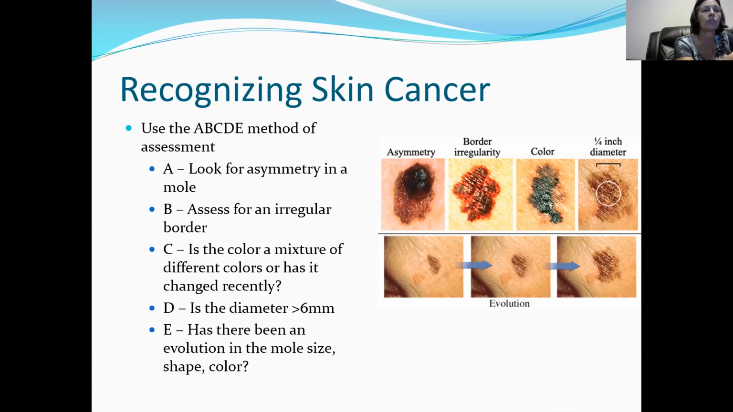And E is evolution. The size, shape, and color has changed over time. So symmetry, asymmetrical, irregular borders, the color has variation, especially with the darker purples, browns, grays, and blacks. And the diameter is greater than 1/4 inch, and the mole has evolved over time. And those are indications of malignant melanoma, particularly this skin cancer we're looking for with that.